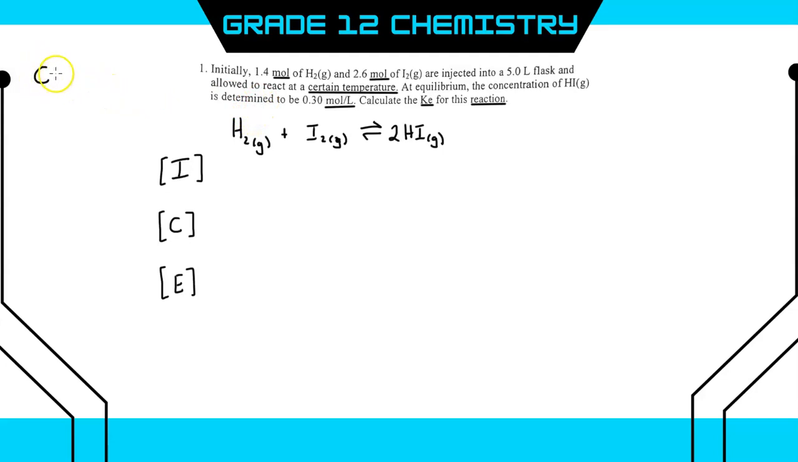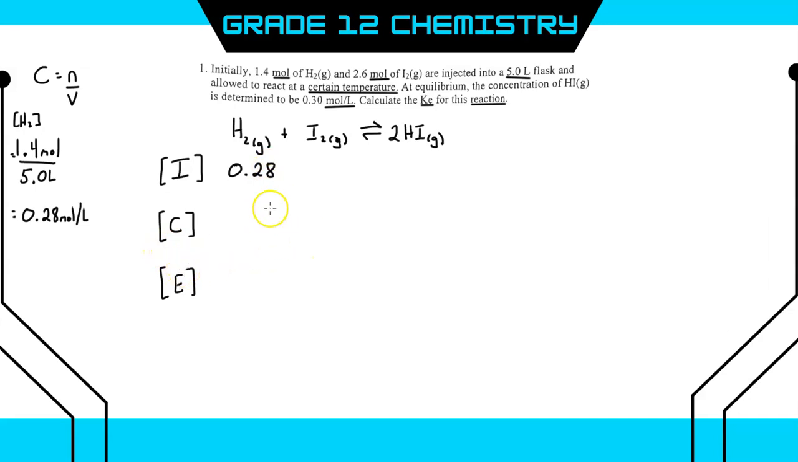Concentration, this is from grade 11, is moles per volume. So we start with 1.4 moles of hydrogen. For hydrogen, we can just do this on the side here. So 1.4 moles, and it's put into a volume of 5 liters, so we're going to divide that by 5 liters. This is our concentration for hydrogen. We get a concentration of 0.28 moles per liter. So that's our initial concentration of hydrogen. That's what we start off with.